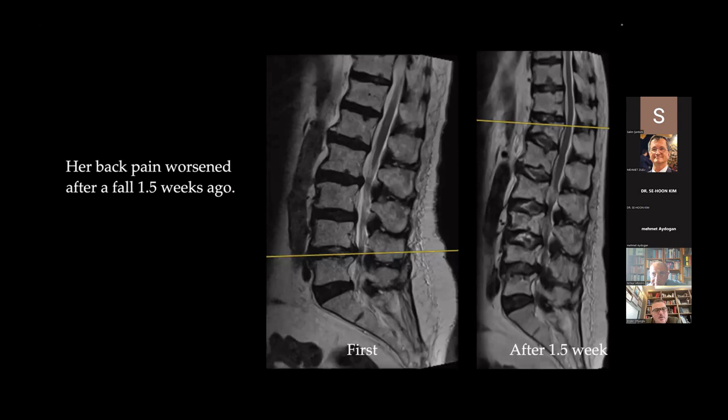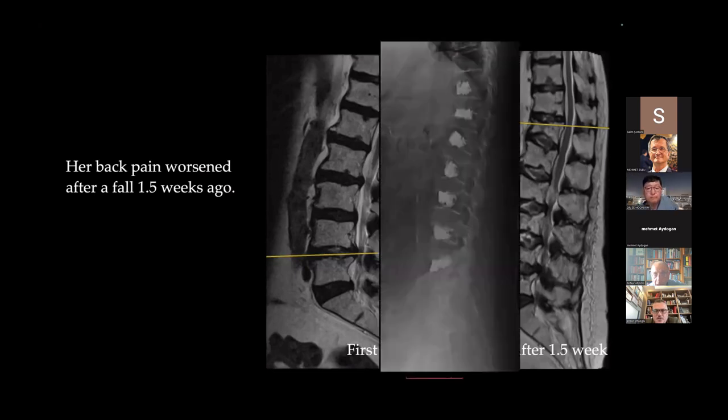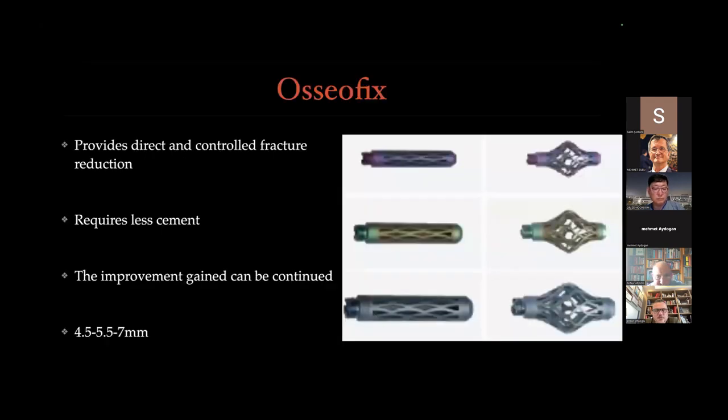And 1.5 weeks after, the pain worsened after a fall. You can see the changes of the vertebra. It's like a crash. We performed multi-level vertebroplasty, and she's okay. Before the surgery, she was bedridden, no walking.